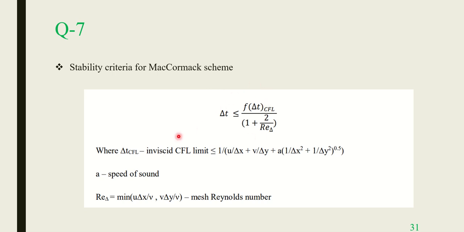And the inviscid CFL limit is given by delta t less than or equal to 1 by (u by delta x plus v by delta y plus a times (1 by delta x square plus 1 by delta y square) to the power 0.5, that is, square root of this), where a is the speed of sound in the medium. So basically, the stability criterion for the McCormick scheme is given by this.